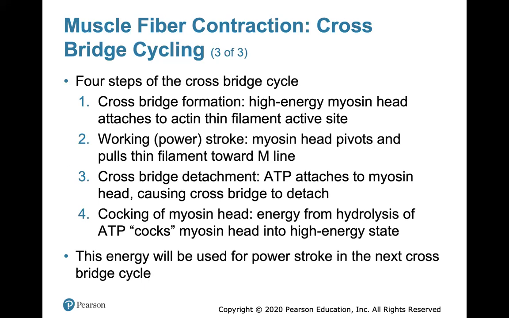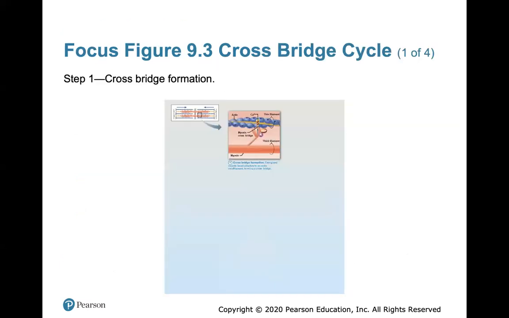Here are the 4 steps of the cross bridge cycle. Cross bridge formation; working, or the power stroke, where the myosin head will pivot and pull the thin filament to slide past it towards the M line. Cross bridge detachment, which requires ATP to attach to the myosin head, causing the cross bridge to detach. And then the cocking of the myosin head, which just means that we get energy from the hydrolysis of ATP, which gets the myosin head back into a high energy state, ready to pull the actin again. This energy will be used for the power stroke in the next cross bridge cycle.